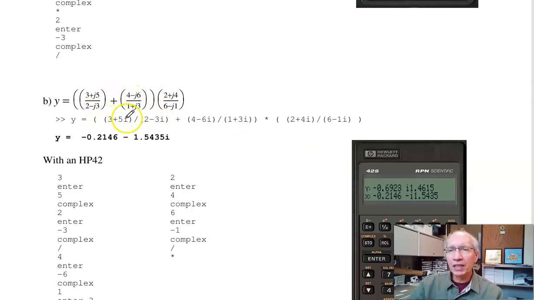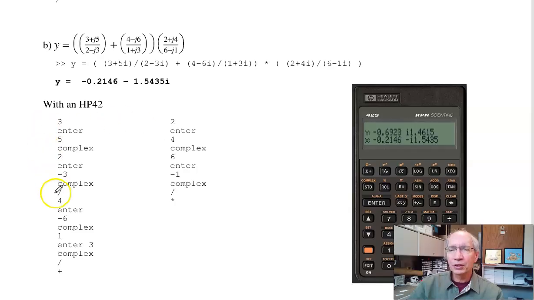3 plus 5i over 2 minus 3i plus 4 minus 6i over 1 plus 3i, parentheses, whole quantity times 2 plus 4i over 6 minus 1i, and you get minus 0.2 plus j1.54. Do that on HP, same answer. So with complex numbers, Matlab works fine.